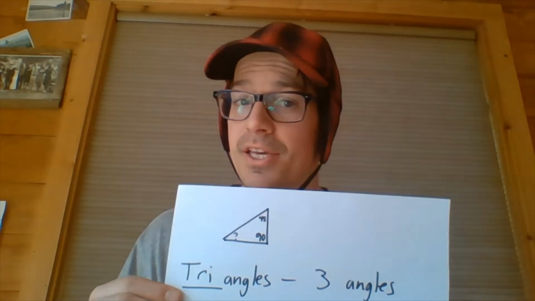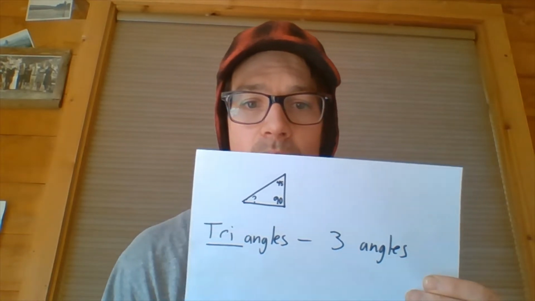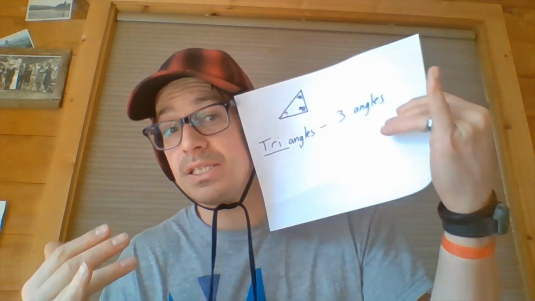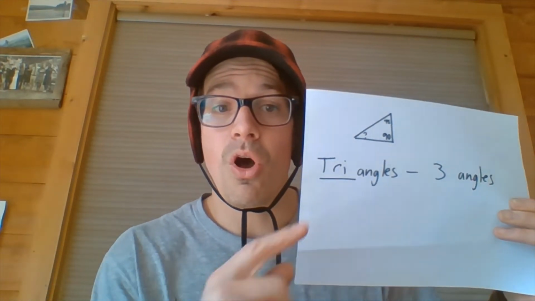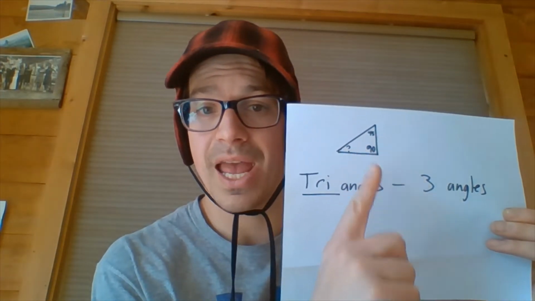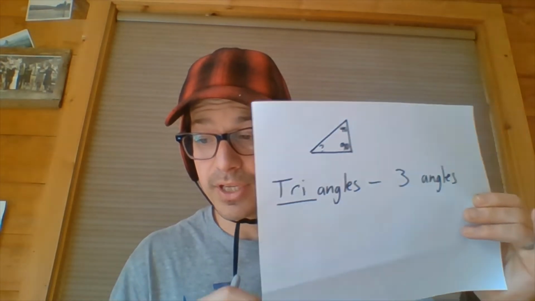What kind of triangles have we learned? Right, obtuse, acute, scalene. There's 3 angles in a triangle, just like there's 3 sides. And one really cool thing about all triangles, no matter which of the 6 types we've learned, obtuse, acute, right, isosceles, equilateral, scalene, all of them have 3 angles, and those 3 angles add up to 180 degrees.